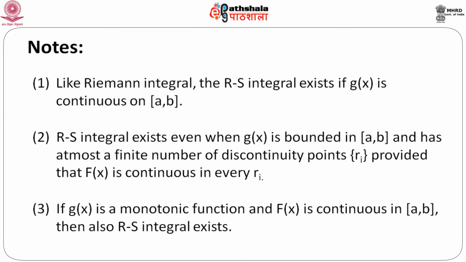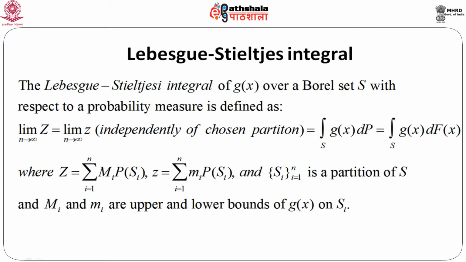G(x) is a monotonic function, capital F(x) is continuous on [a, b], then also the RS integral exists. And one immediate extension of the Riemann-Stieltjes integral is nothing but the Lebesgue-Stieltjes integral, which is defined over any general set S, and with respect to a probability measure.